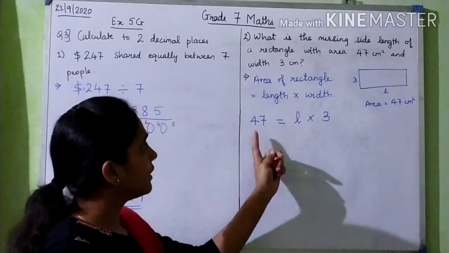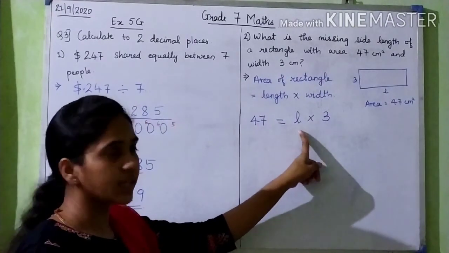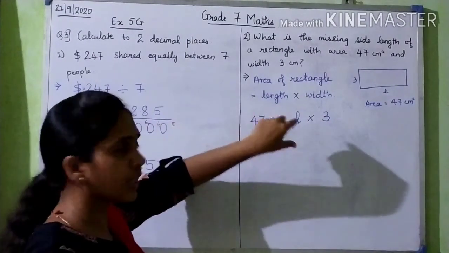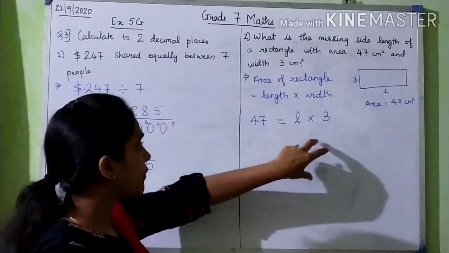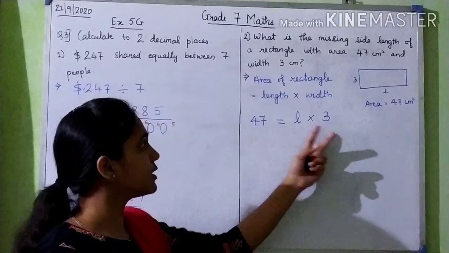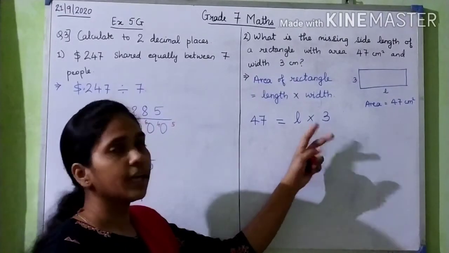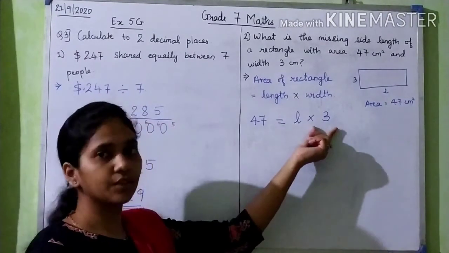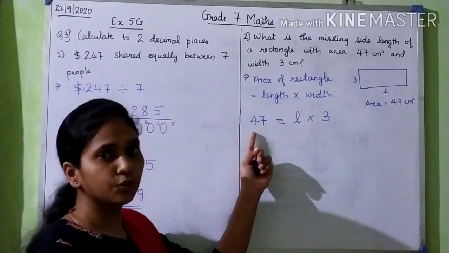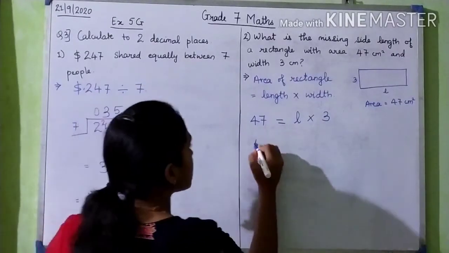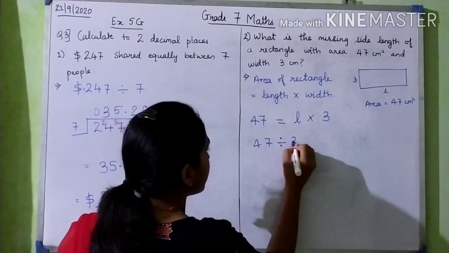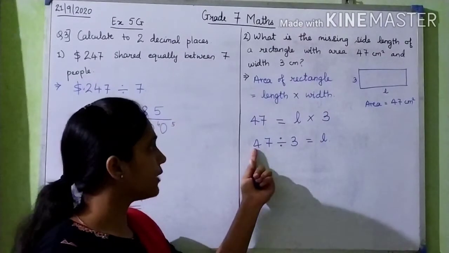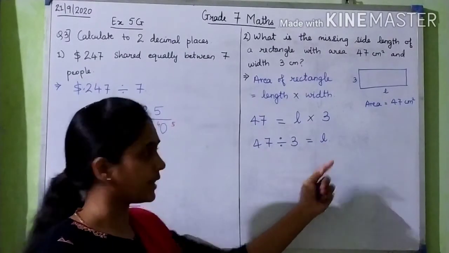Now we see that here we have to find L, the length, but there is a 3 along with it. So we have to take this 3 to the other side, so that only length is left and we can find it. See here, 3 is being multiplied to L. So what is the inverse operation of multiplication? The inverse operation of multiplication is division. That means if we take 3 to the other side, it will divide 47. So this becomes 47 divided by 3 is equal to L. When we divide 47 by 3, we will get L, that is the length. So let's divide.